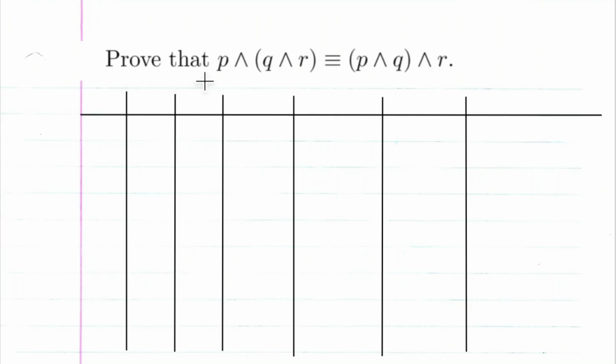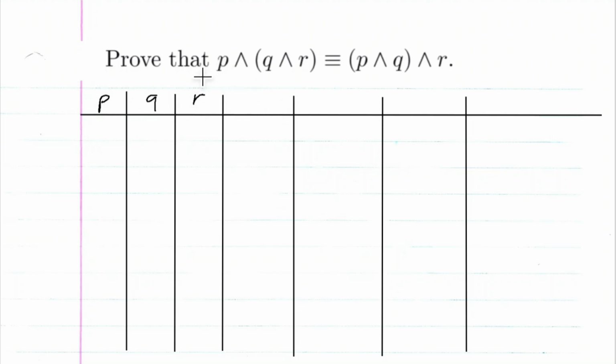Okay, so we're going to prove that (P ∧ Q) ∧ R is logically equivalent to P ∧ (Q ∧ R). So basically what this is showing is that the "and" connective among propositions is associative, right? So we have three propositions, so I'm going to go ahead and put that here: P, Q, and R.